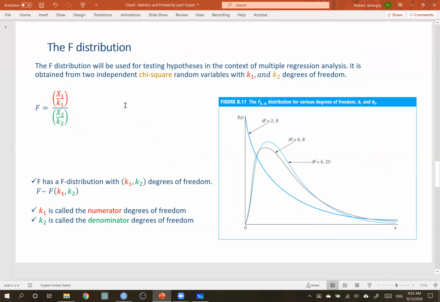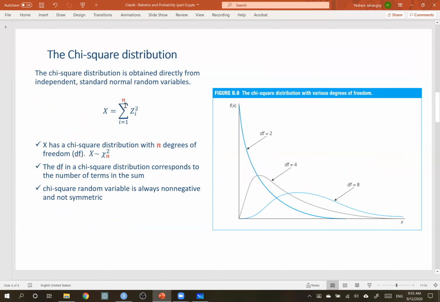For these, I don't expect you to memorize anything. You're not supposed to know what chi-square is. It's a combination of some standardized normal random variables. But I want you to realize what the properties are and visually how it looks. So for instance, we start with the chi-square distribution. The chi-square distribution is obtained directly from independent standard normal random variables. So remember, these were standard normal random variables, right?